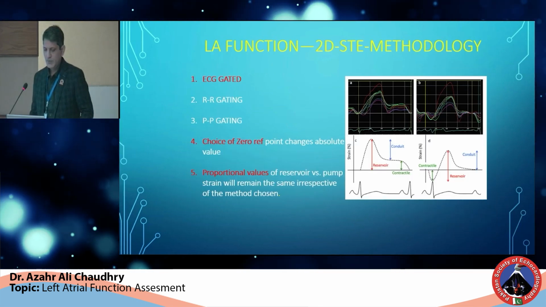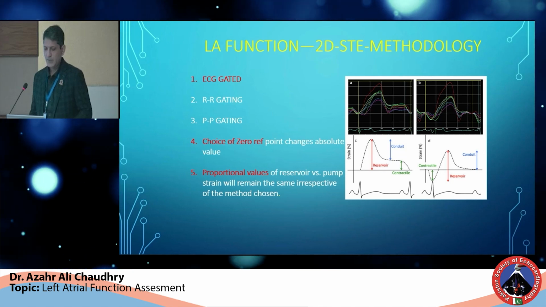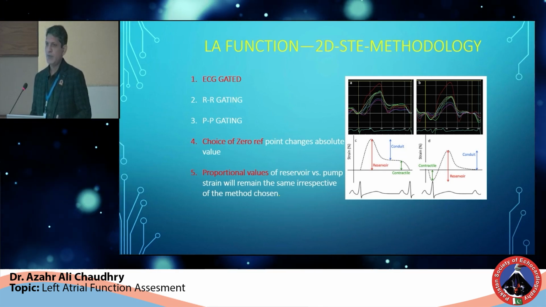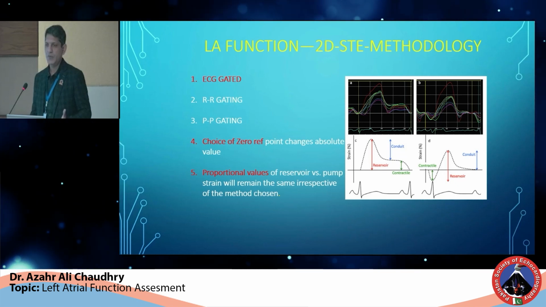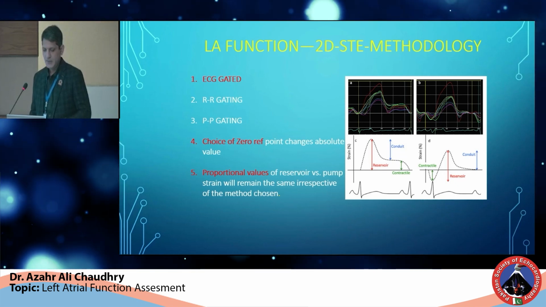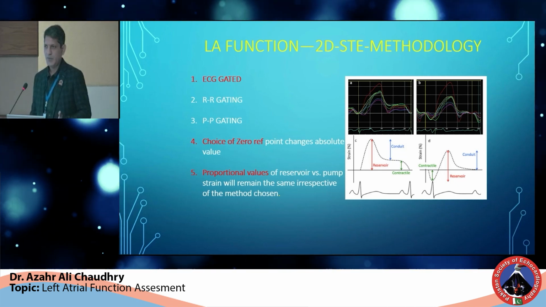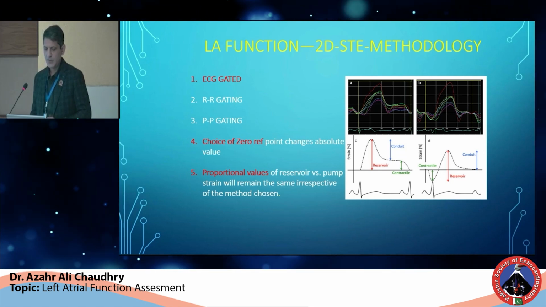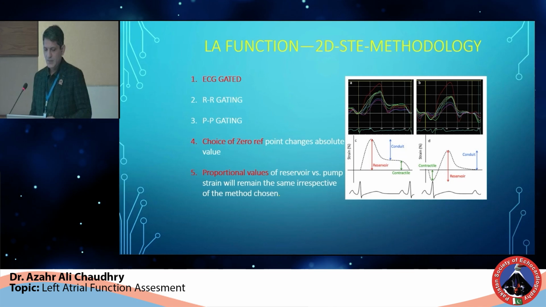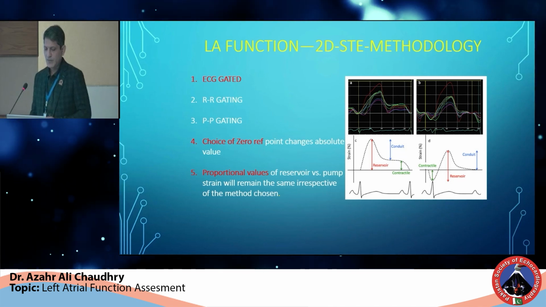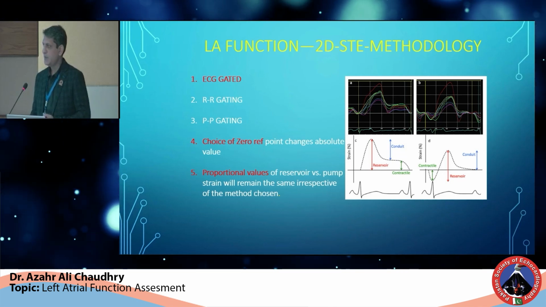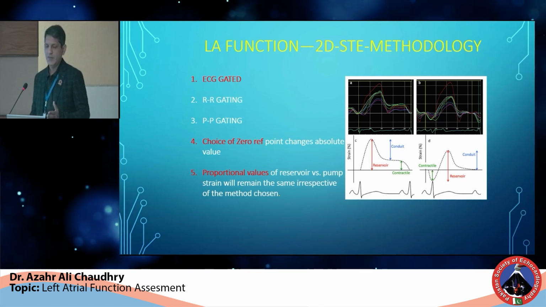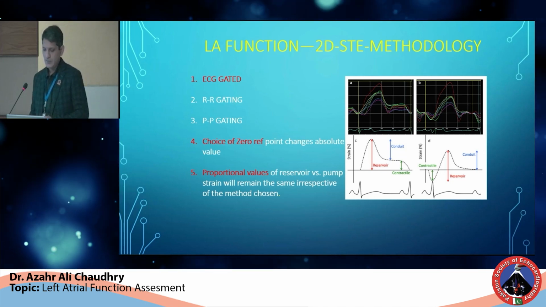So how do we do it? Left atrial strain is measured by ECG gated study. There are two methods to gate the study. Either we can use the R to R gating or P to P gating. Most of the studies are done based on R to R gating. So all guidelines recommend to use R to R gating. The proportional values of the reservoir and the conduit strain do not change much when we use either R to R gating or P to P gating.